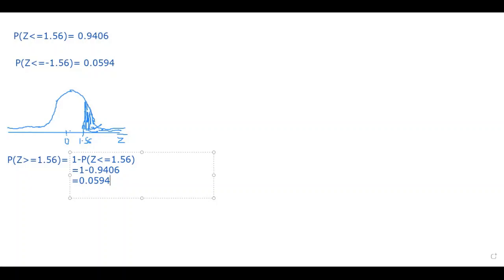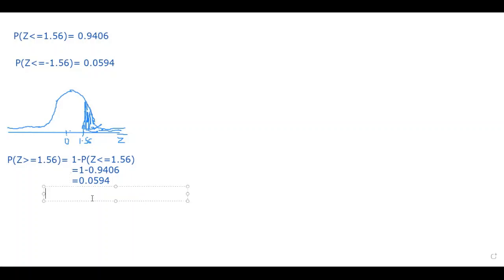0.0594. Okay, thank you. So I repeat, if you see greater than or equal to, you cannot use the table to do that work. Just change the sign to less than or equal to. Whatever you get, you subtract it from 1. When you are subtracting it from 1, the number given, don't change it. Just change the greater than to what? Less than.